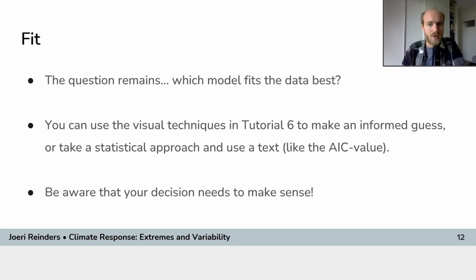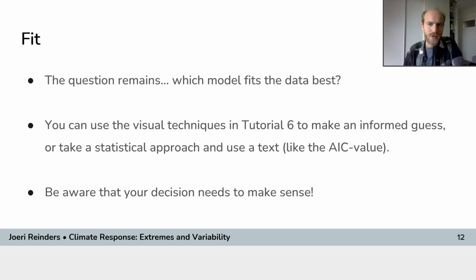Another way, a statistical way of doing it, is for each model to compute the AIC value, which is a standard statistical test to assess how well a model fits its data. The lowest value is always the best model. So you can run a bunch of models in whatever programming language you're using, and then assess which model has the lowest value.